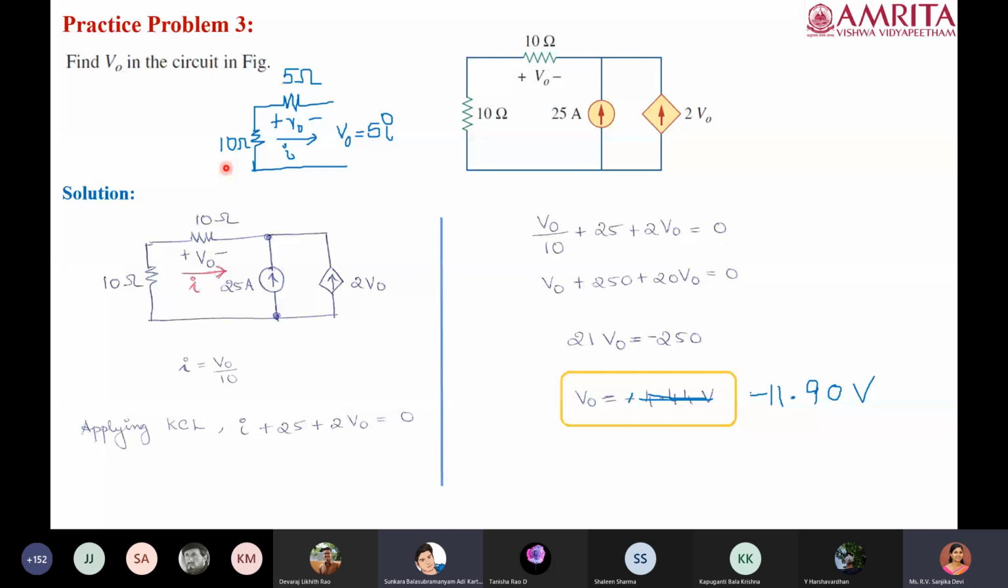See, when they are in series, the same current flows through them, but not the voltage. The voltage drop across 5 ohm is V naught. The same V naught will not appear across 10 ohm. It may be V1. Is it clear? Yes, ma'am.